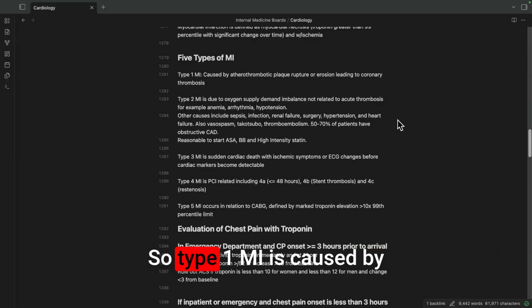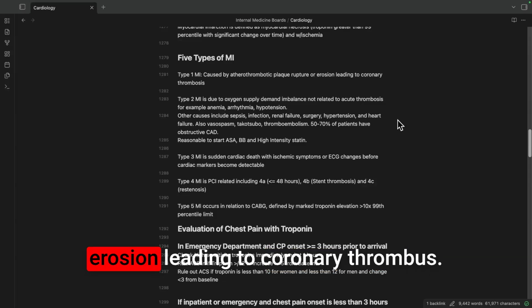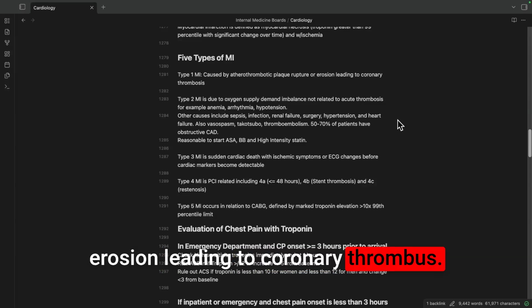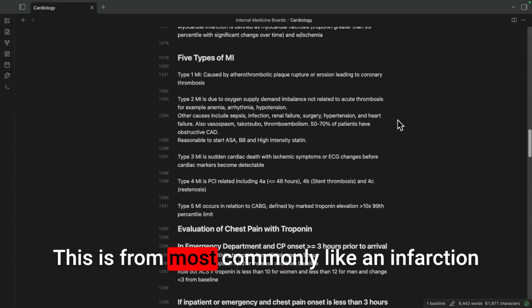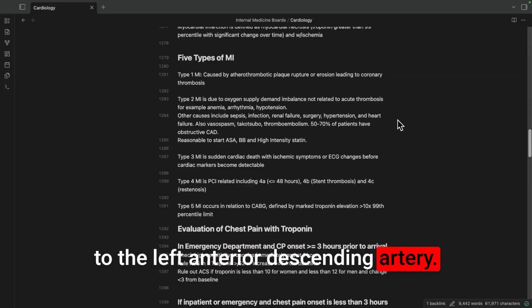Type 1 MI is caused by atherothrombotic plaque rupture or erosion leading to coronary thrombus. This is most commonly from an infarction of the left anterior descending artery.